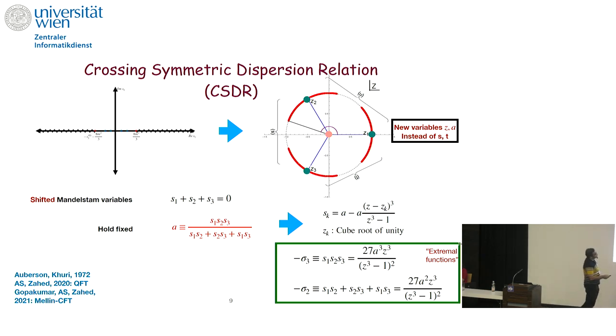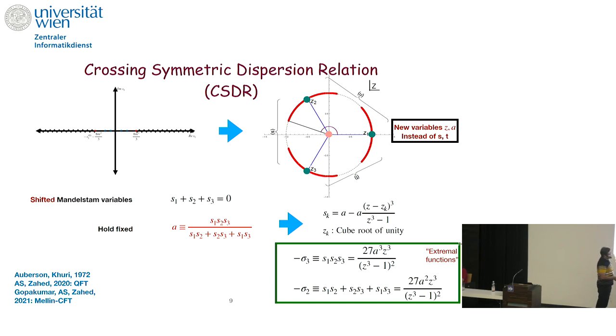So we have introduced new variables, Z and A, instead of S and T, and we will think of the amplitude as a function of Z and A. Another important point to note is that these two crossing symmetric objects that I've introduced, sigma 3 and sigma 2, have a very nice, simple form in terms of Z. So first of all, the Z dependence is the same in both cases. It's Z cubed over (Z cubed minus 1) squared. And only the A dependence is different.